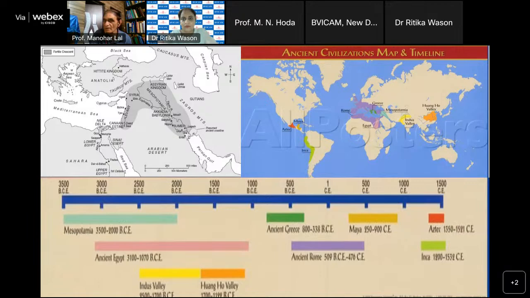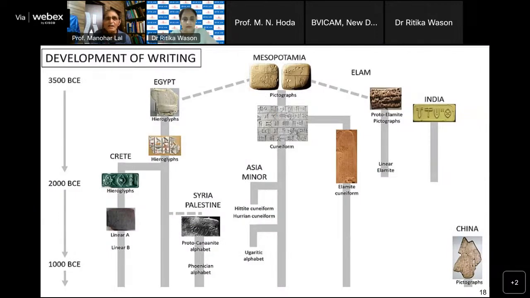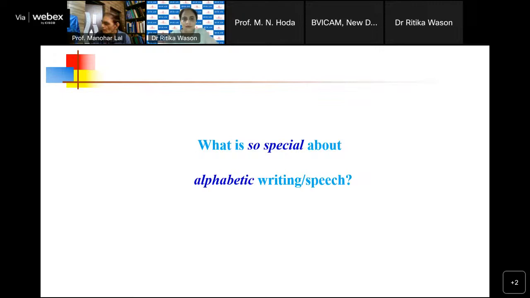Why am I showing this? Because writing, also alphabetic writing, started in these regions first. And that may be the reason, either because the development was so much that they started writing, or because they started writing alphabetically and therefore became advanced. And this is the earlier development of writing in history. Well, almost similar in a different form of representation, at the top Mesopotamia is there and all that. Now I come to what is so special about alphabetic writing.